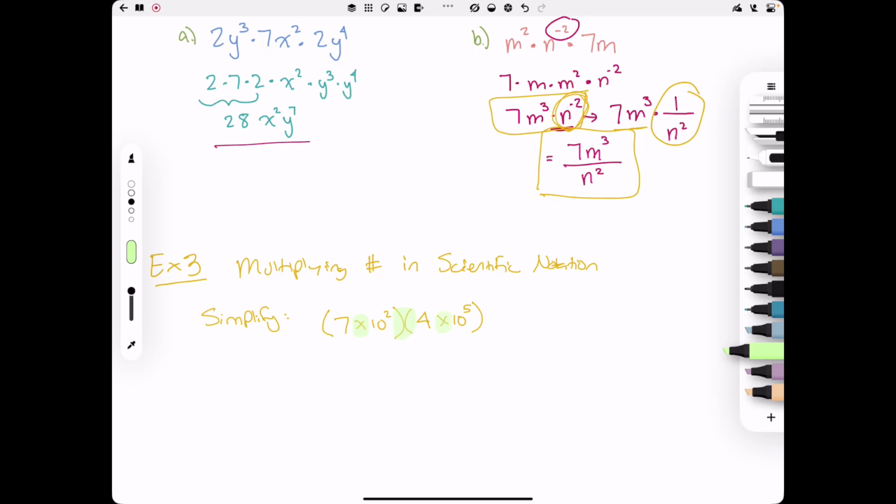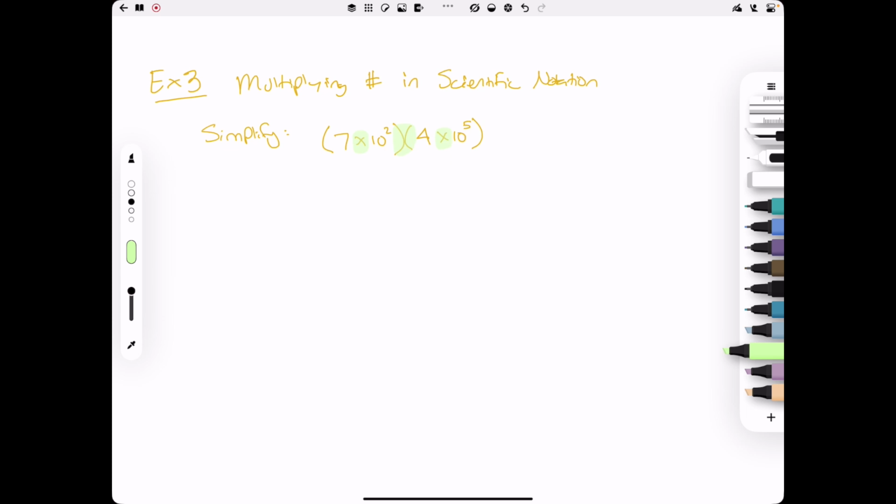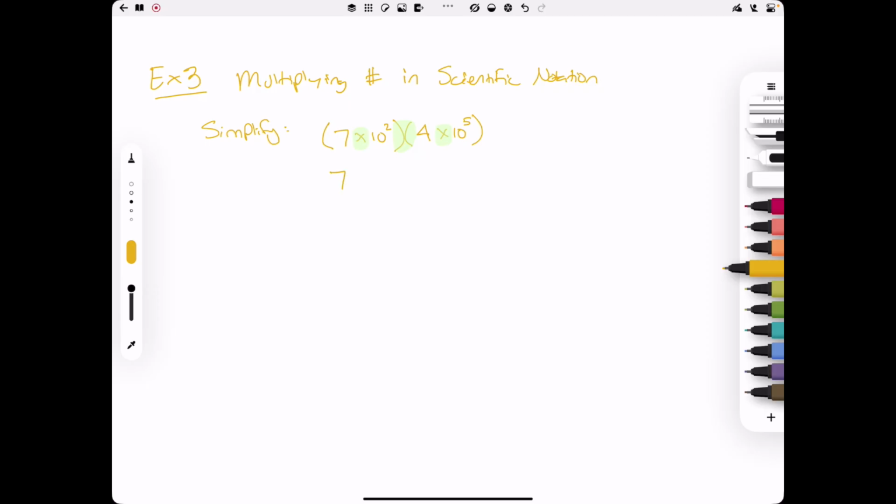Can I rearrange them? Yeah. Let's rearrange them into a place that makes sense. What do we want to put first? 7 times 4. Sure.